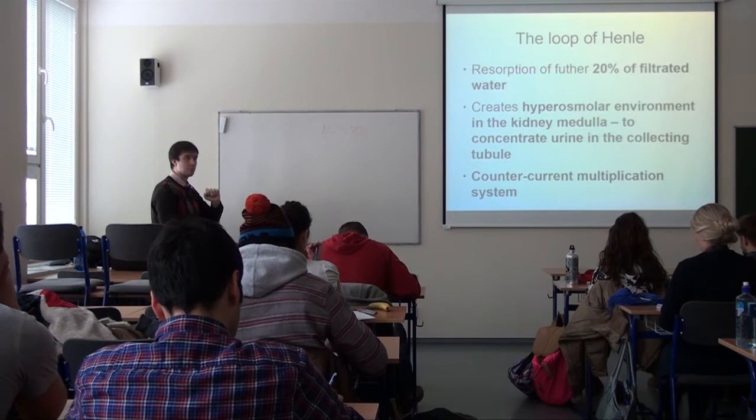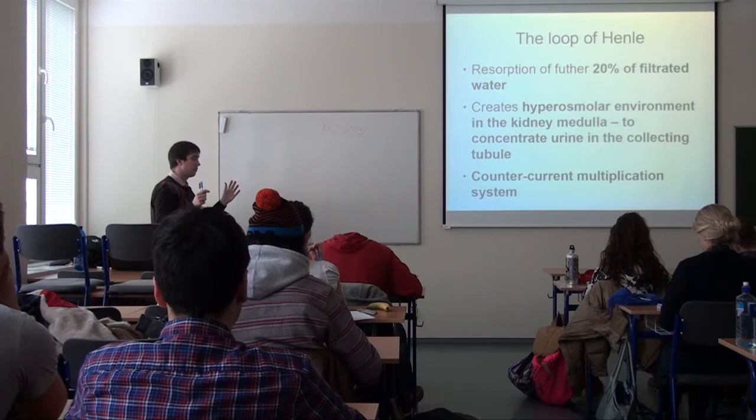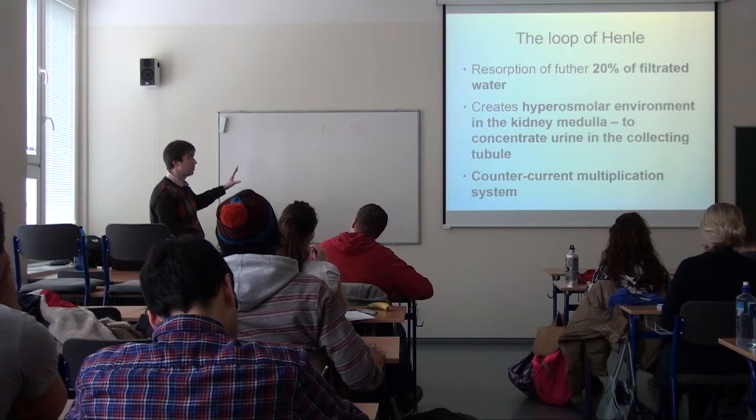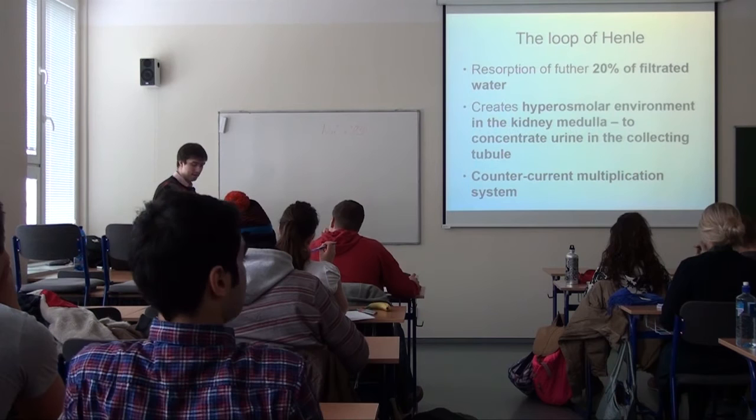Every day, we produce about 1.5 liters of urine, yes? So only 1% of the primary urine we produce, yes? So 70% in the proximal tubule, 20% in Henle's loop itself, and then this enables resorption of another 9%.